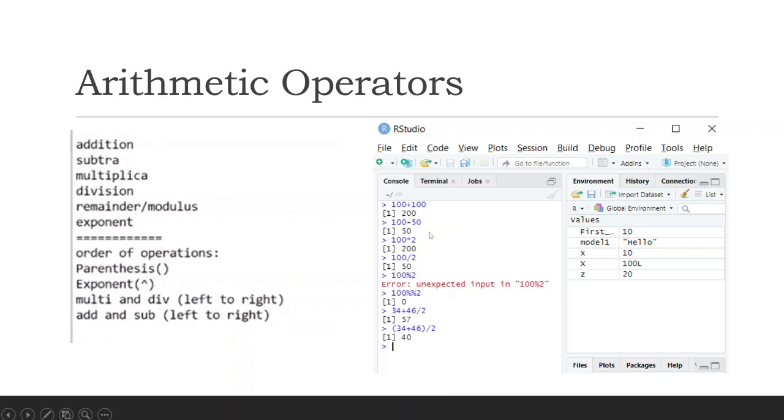And again, order of operations matters here. Inside the parentheses, expressions are evaluated first, then exponent, then multiplication and division, those two left to right, and then addition and subtraction left to right. So the same precedence of operations is available here in R programming as well. So this is the way you can do it.